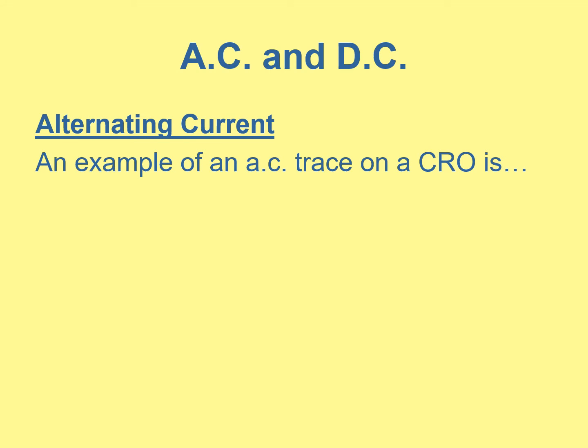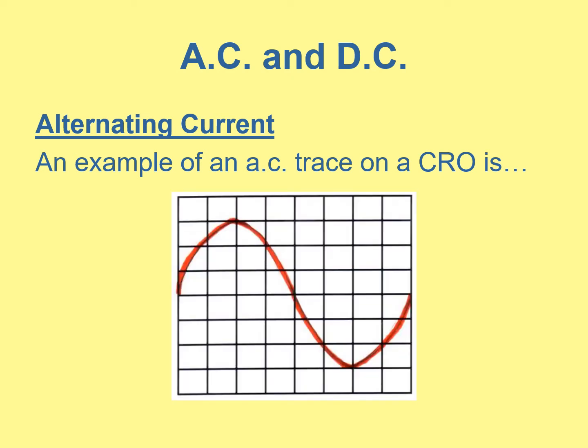An example of an AC trace on a cathode ray oscilloscope would show that the current can be both positive and negative and varies between the two. On this trace, here would be the zero line. Above the zero line, we see the current is positive. Below the zero line, the current is negative.